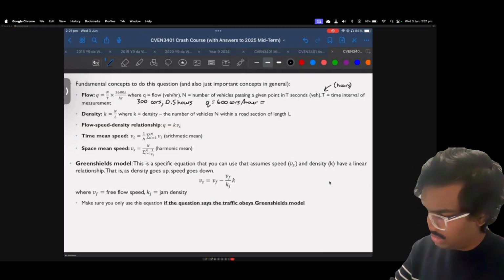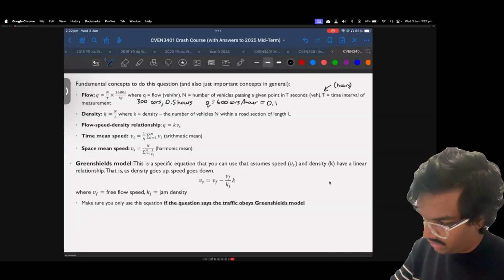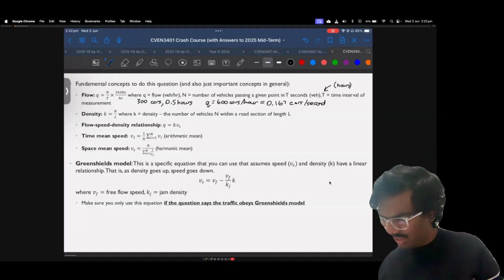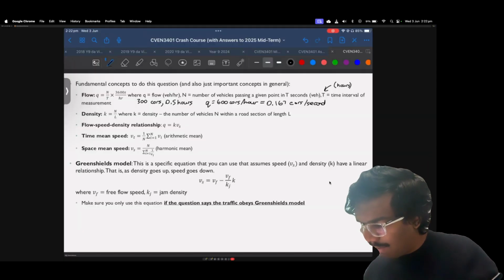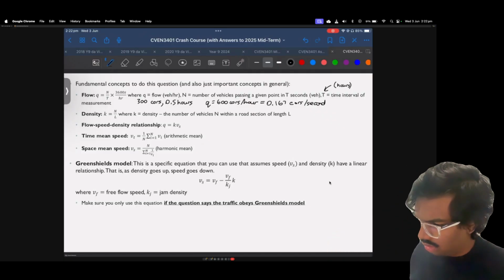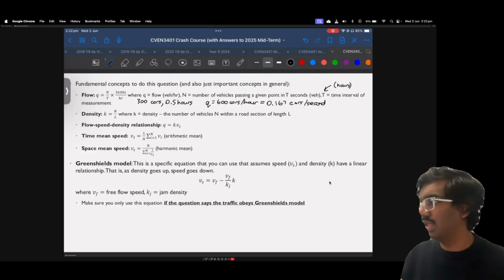It would actually be 600 divided by 0.. So it would be 0.167 cars per second. Okay. So did I do that equation wrong? It might be flipped. It might be 3600 over. It might be 1 over 3600.